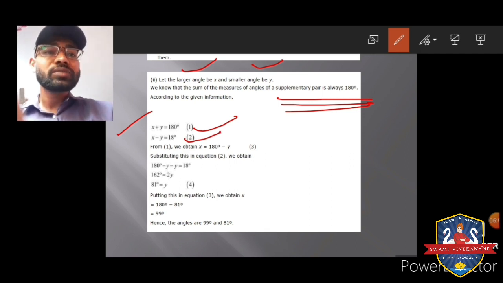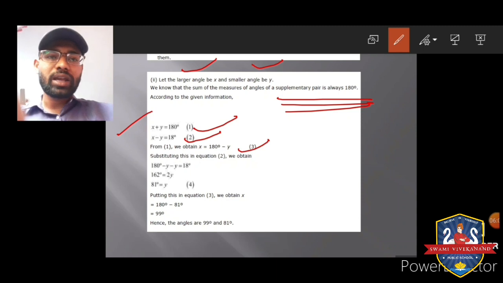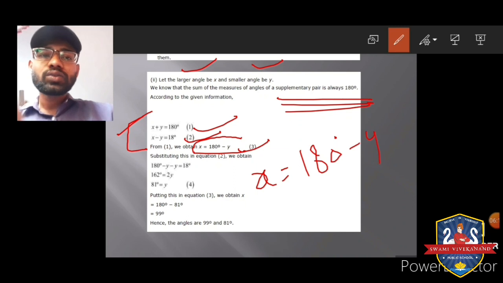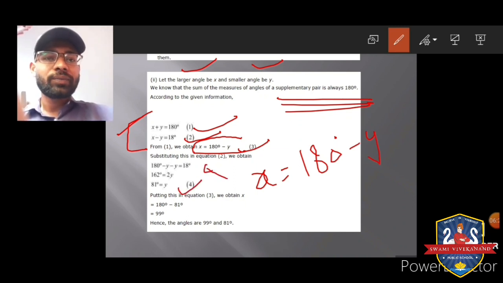Earlier I told you difference means the greater angle minus the smaller one. So x minus y is equal to 18. So from here we get x is equal to 18 plus y. It is the formation of equations. Now it is the solution. By substitution we get x is equal to 180 degrees minus y. So we put it here. We get y is equal to 81.